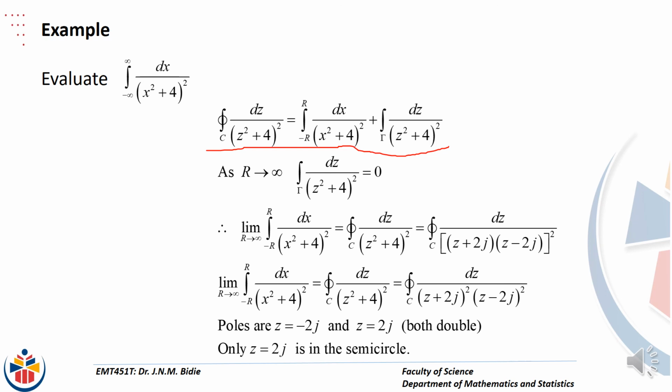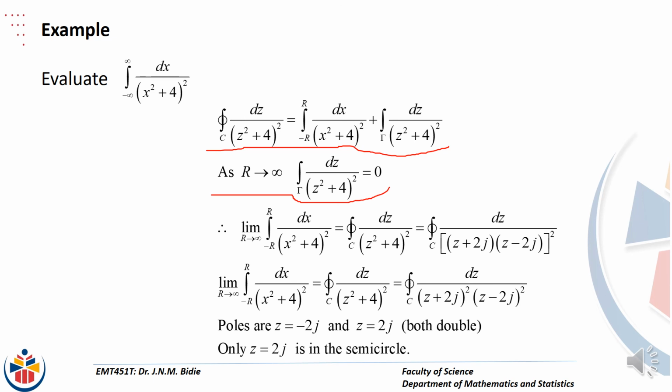And then to eliminate that last integral, we need to recognize that as r approaches infinity, that semicircle flattens. So that means the region under that curve diminishes, so it becomes 0. Therefore, the limit as r approaches infinity of the first integral with respect to x between minus r and r will be equal to the contour integral. And we are able to evaluate the contour integral using the residue theorem.